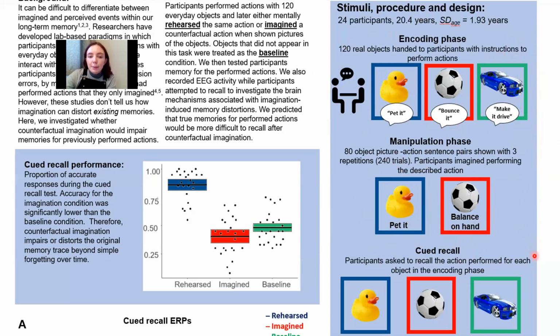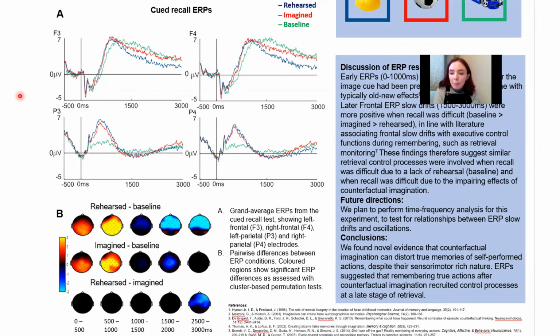We then tested participants' memory for these actions as we showed them pictures of the objects and now asked them to recall what it was they had enacted in the previous session 1 week previously. In this cued recall test, we found that performance in the imagination condition was significantly lower than performance in the baseline condition, and so we concluded that counterfactual imagination distorts memory more so than regular forgetting and decay of memory over time. We also found significant ERP results using cluster-based permutation tests.